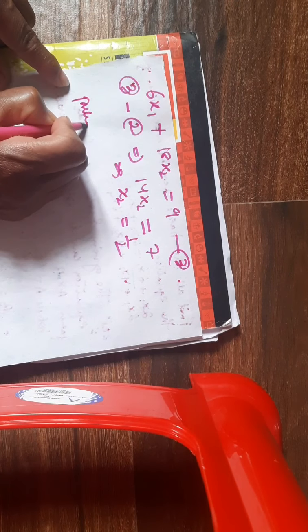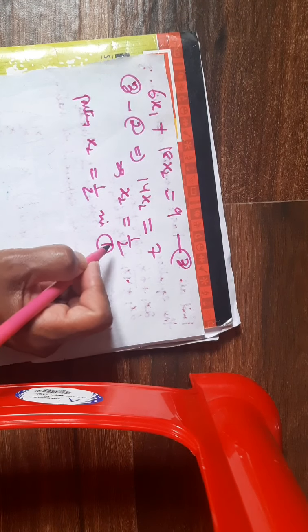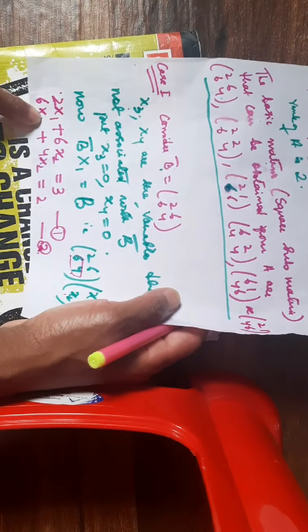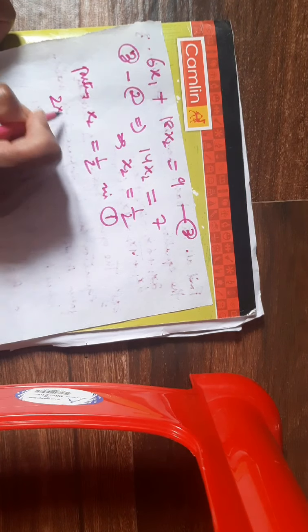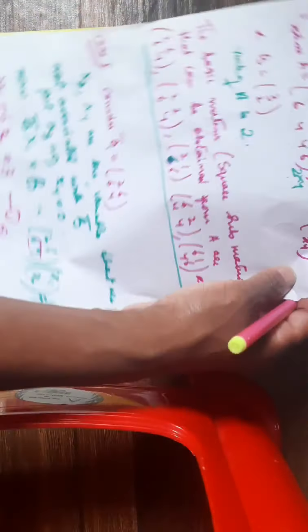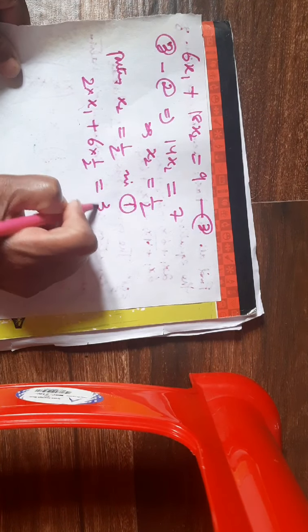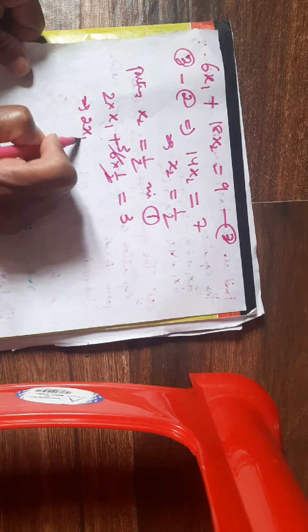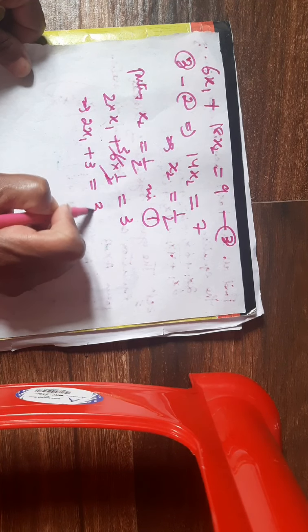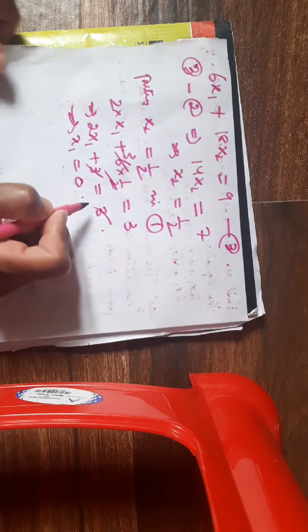Now putting x2 is equal to half in equation 1. So what is equation 1? It is 2x1 plus 6x2. So it will be 2 into x1 plus 6 into half is equal to 3. So this will be cancelled. It implies that 2x1 plus 3 is equal to 3, which means that x1 is equal to 0.